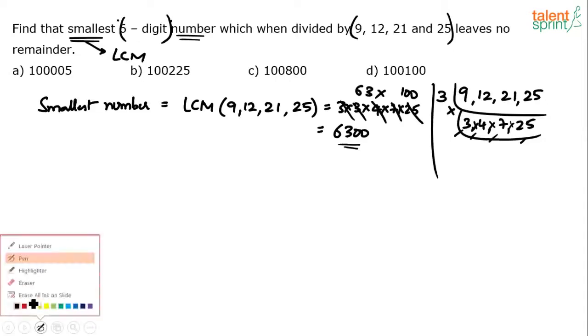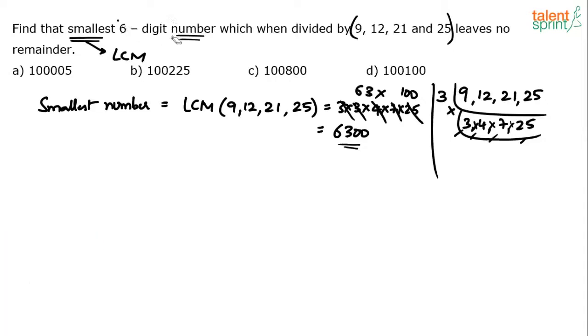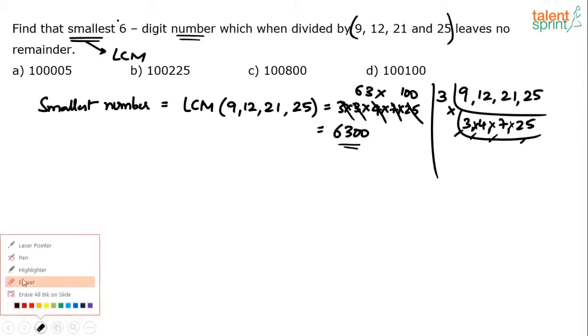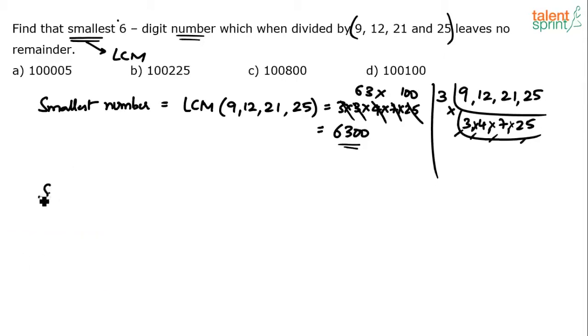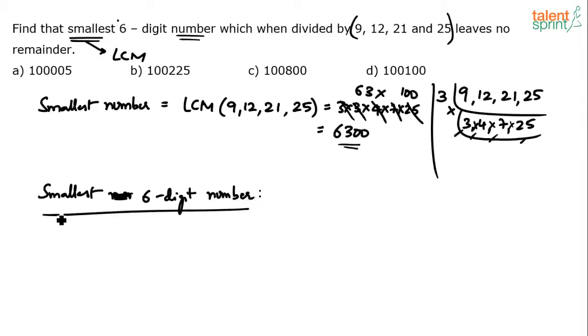Now consider the 6-digit part here. So let me include 6-digit. Smallest 6-digit number. What do you have to do? Simple. Just go by kind of trial and error. You don't really have to waste too much time here. For that to happen, you have to take multiples of 6,300. Which multiple of 6,300 will give you the smallest 6-digit number? This is a 4-digit number. Now see, 6,300 into 100 would put me in the 6,30,000 range.